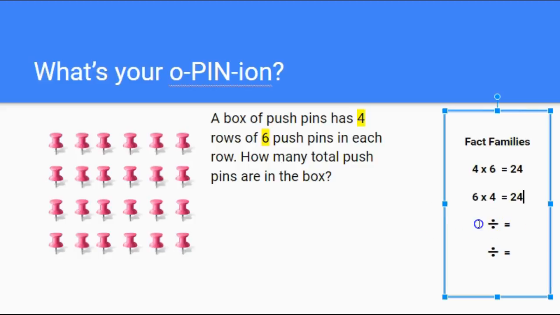Here in my division equation, I would take my total now, 24 push pins, put into 4 rows is 6 push pins in each row. And the other way to write it, the one that would correspond to this one, would be 24 push pins put into 6 rows is, yes, 4 push pins in each row.